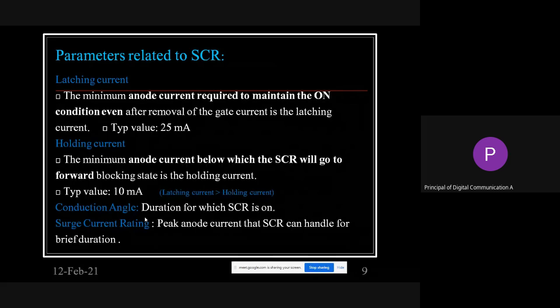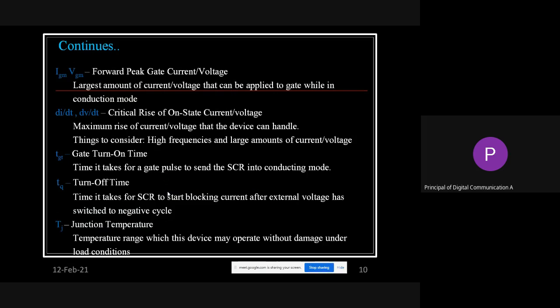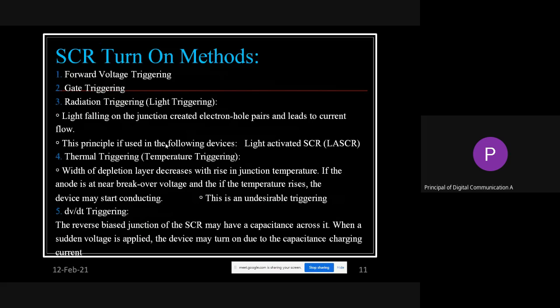So this is what the parameters related to the SCR. Now, in short, we will just look out for the SCR turn on method.